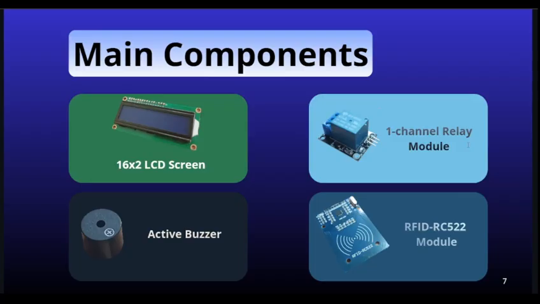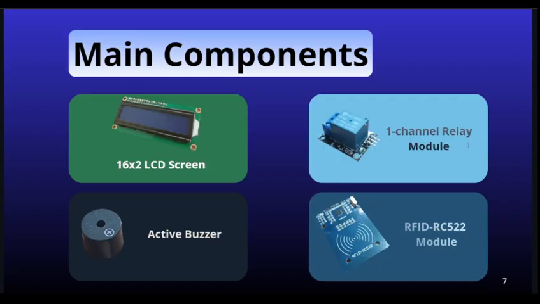For physical interaction, we use a one-channel relay model. It is an electromechanic switch that allows us to control an external power circuit with a small digital signal from the Arduino. In our case, it simulates the opening of a barrier. It is important to note that it is active low, meaning it activates when sent a logical 0.